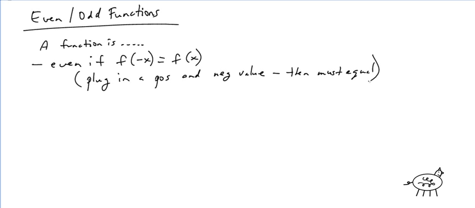Okay, so you plug in a positive. So a really good thing to do is you plug in a negative one and a positive one. We're going to do a couple examples here, but you plug in a 1 and a negative 1. If the answers are the same, it's an even function. It's really easy.